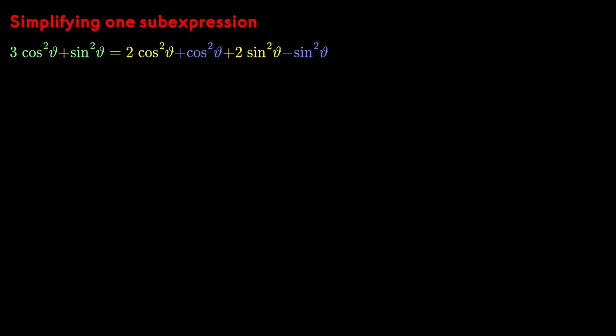We'll begin by splitting both terms in such a way that the two yellow terms have the same coefficient, and the two blue terms also have the same coefficient. Now we regroup, and a couple of basic trig identities finish the simplification.